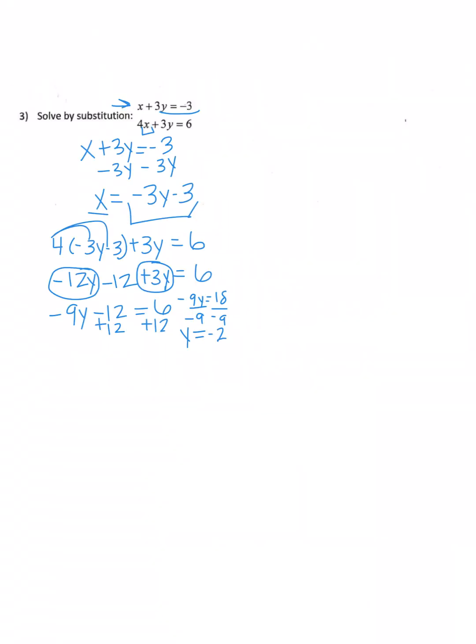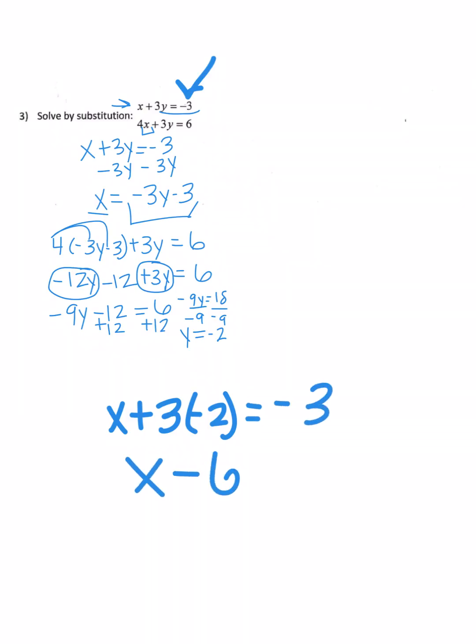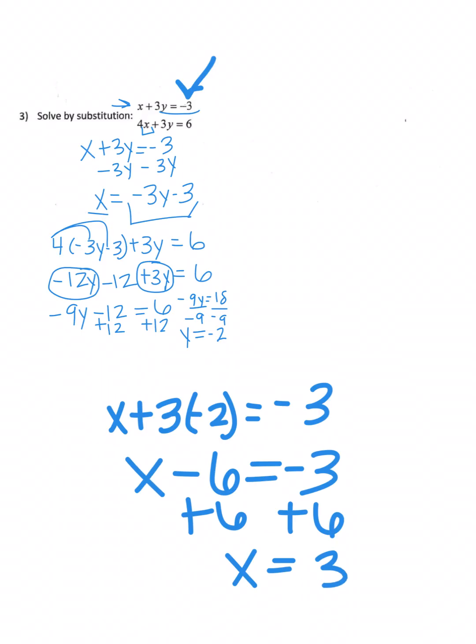Now let's plug our y value back into this equation for y. So we're going to have x plus 3, and instead of a y, we're going to replace it with negative 2. That's going to give me a positive 3. So I need to take my x and my y values and put them together to form an xy coordinate of 3, negative 2.